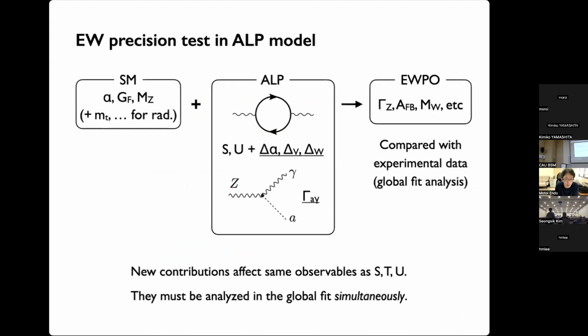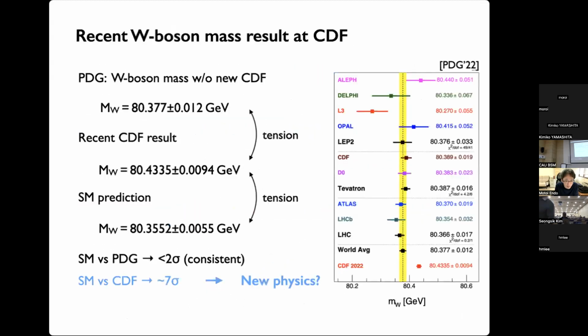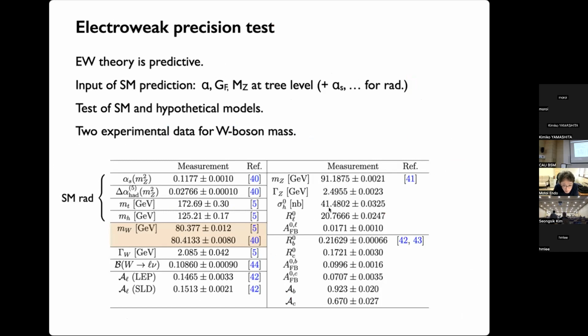So let me come back to the first page. Among the electroweak precision observables, there are the e plus e minus to lepton. Lepton means electrons and muons, and those data are included in the analysis. So here A_L and R_L depend on e plus e minus to e plus e minus and mu plus mu minus. So if the ALP couples to the dimuon, then in addition to the vacuum polarization, the electroweak precision observable can be modified.